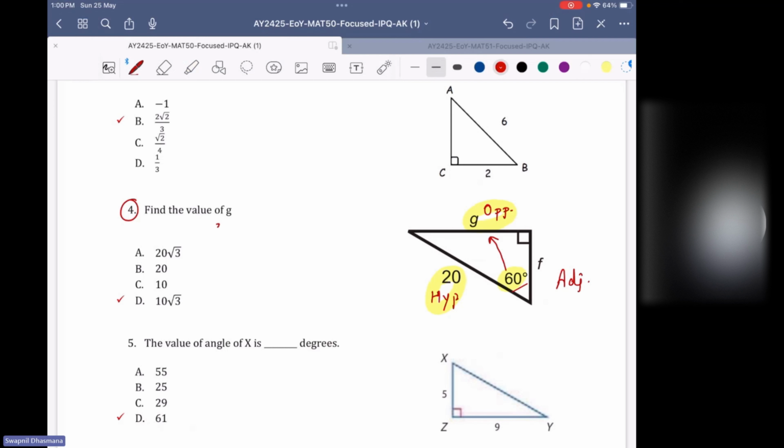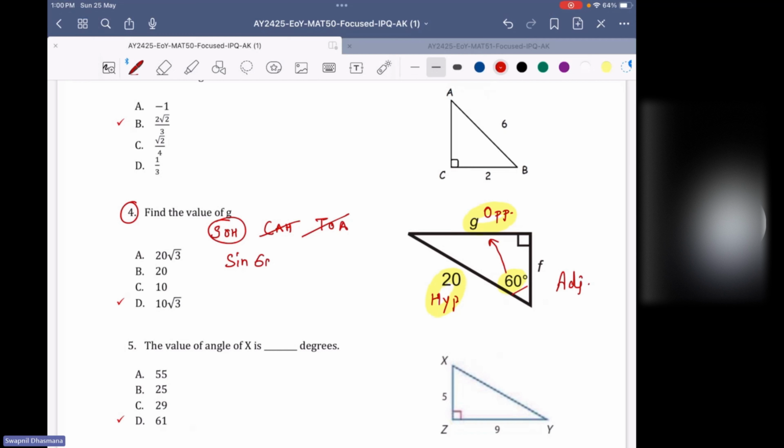So which rule out of SOHCAHTOA has O and H? Not this, not this. It will be sine. So you will do sine 60, because that is 60 degrees, equals opposite divided by H, which is 20. So G would be, cross multiply, 20 sine 60. You solve it on calculator, you will get 10 root 3.